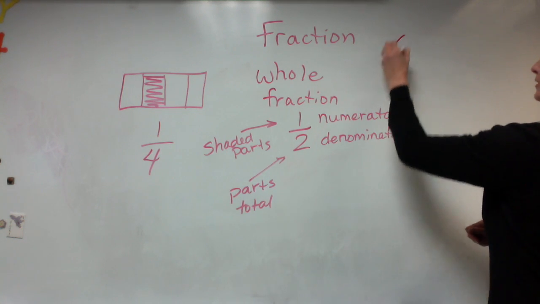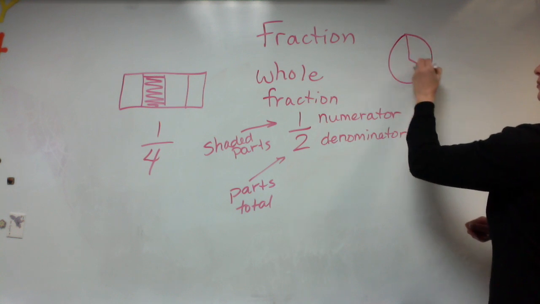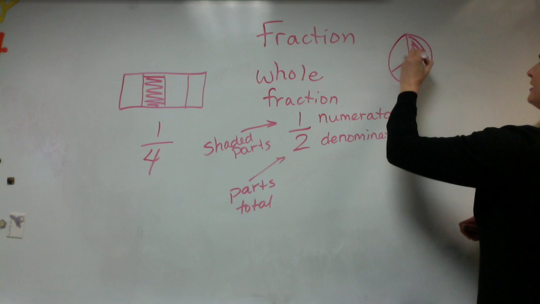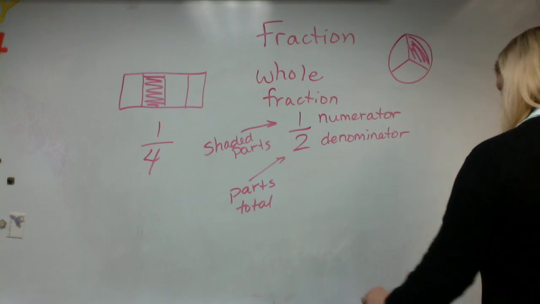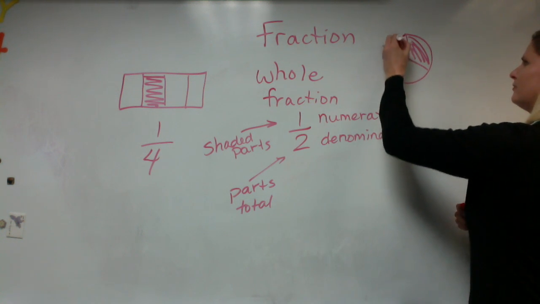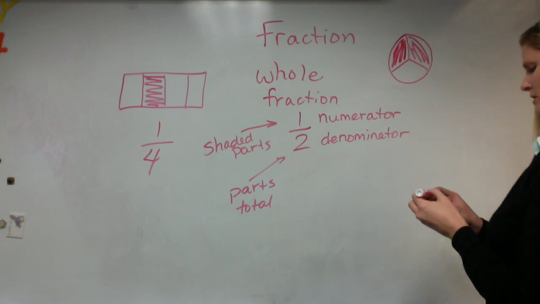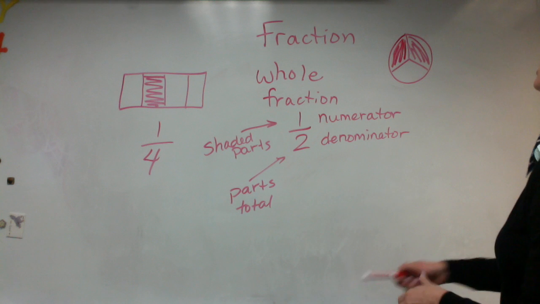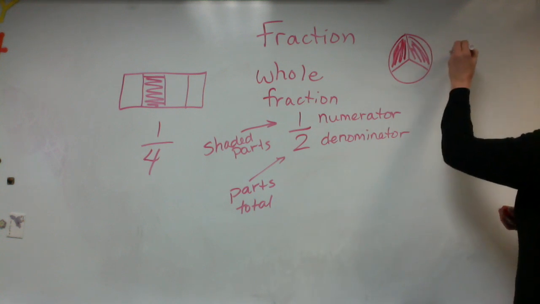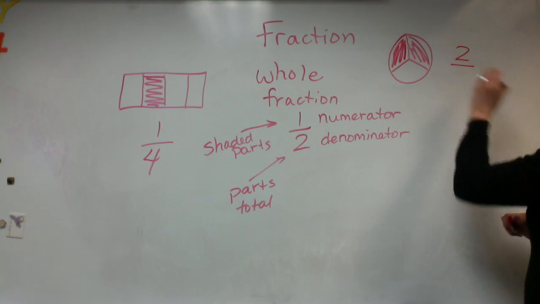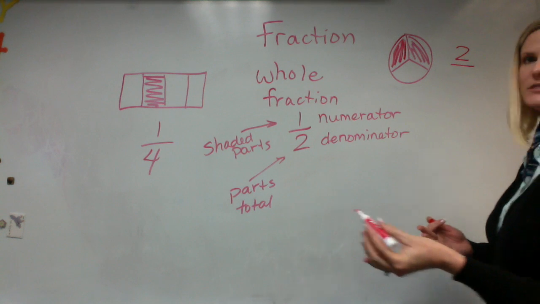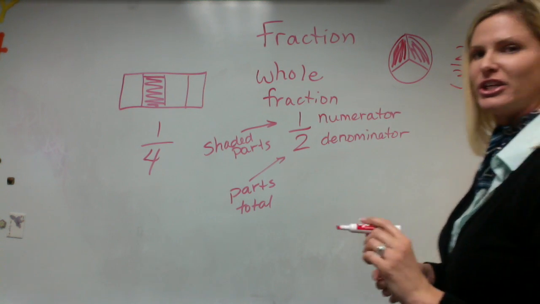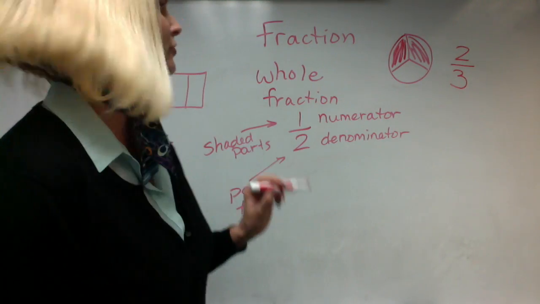Let's try another one. If you have 3, let's do our peace sign. And let's say we're going to color in one side. Let's color in the other side. How many parts do we have shaded in out of how many parts total? Well, you have 2 parts shaded in, which is your numerator, and you have how many total parts, which is your denominator? You have 3. So that means your fraction is 2/3 on your picture there.